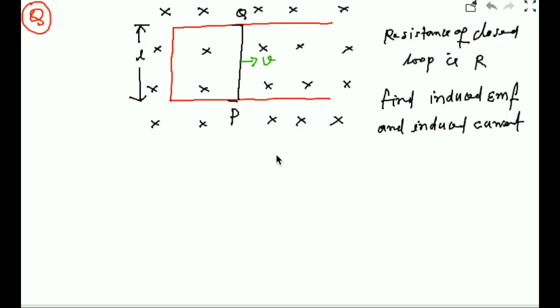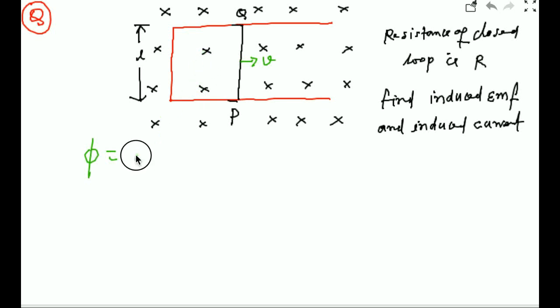This is a question I am going to take related to the motional EMF. This is the closed loop, and the conductor PQ is moving with constant speed V. The length of the conductor is L, and the resistance of the closed loop is R. Find the induced EMF and induced current. Because the conductor is moving with constant velocity, the flux is going to increase, since more magnetic lines will come into this closed loop.